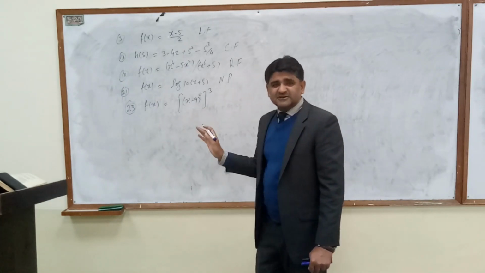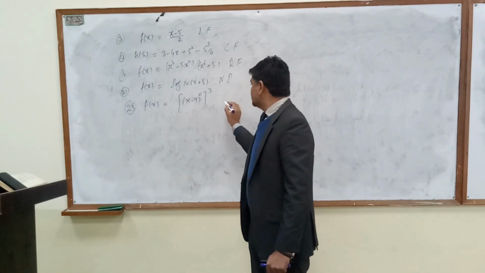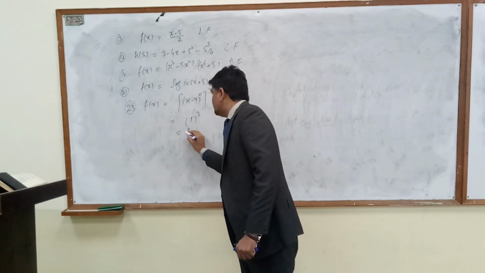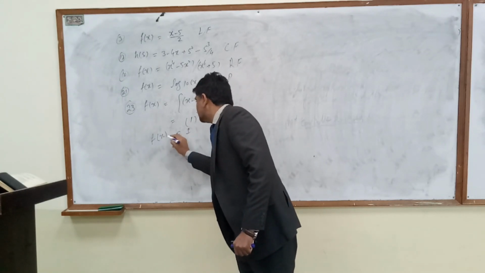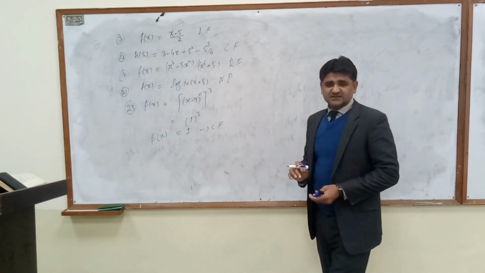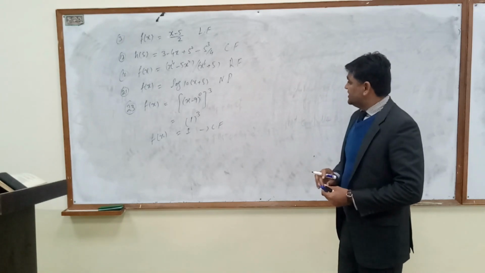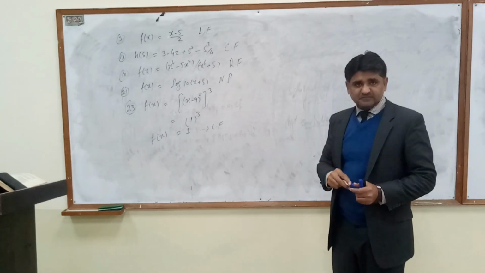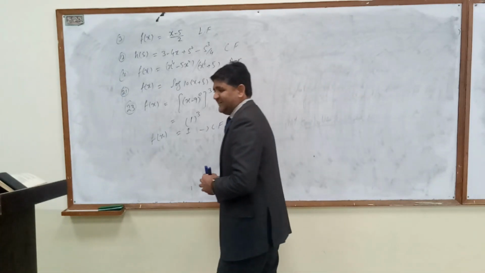Any expression having power 0 is equal to 1. So 1 raised to power 3 is equal to 1. So what's this? Constant. It's a constant function. Clear? Yes. You can simplify it, and you can make the decision. Any confusion? I think it's fine.